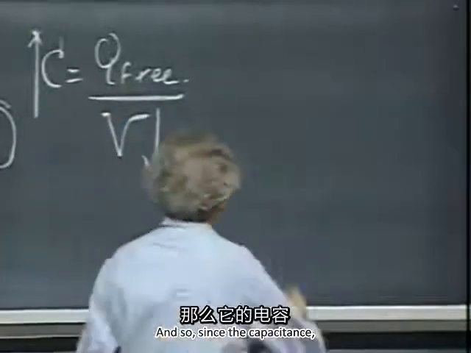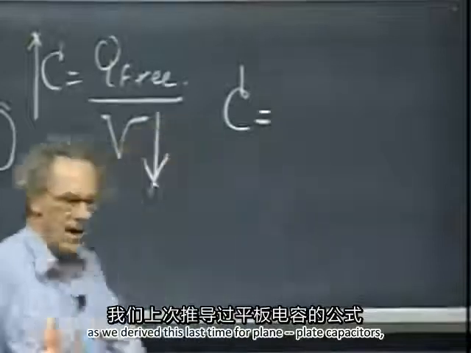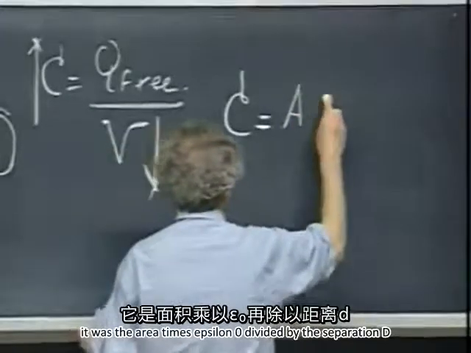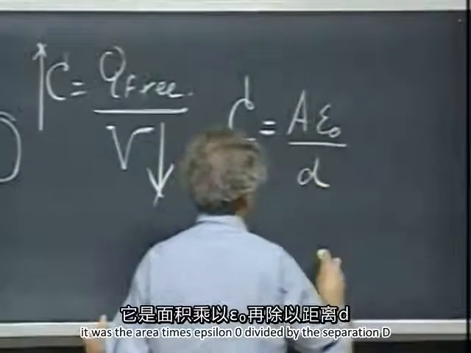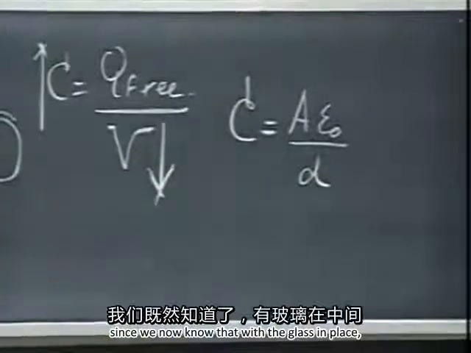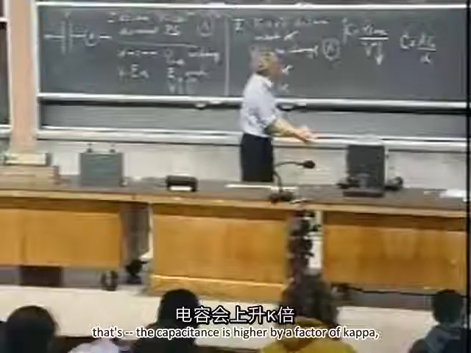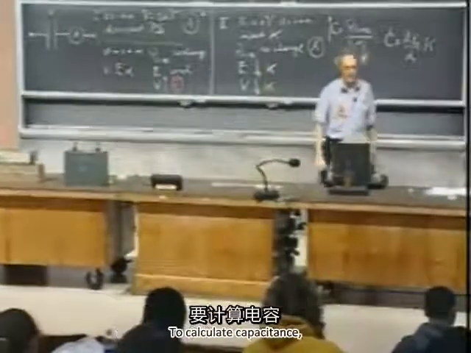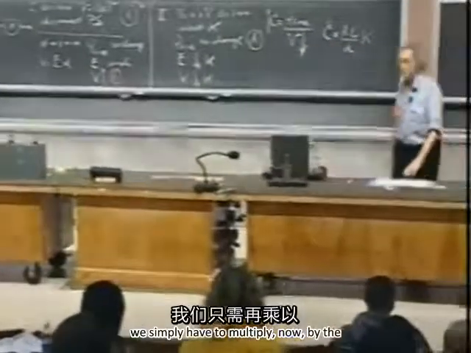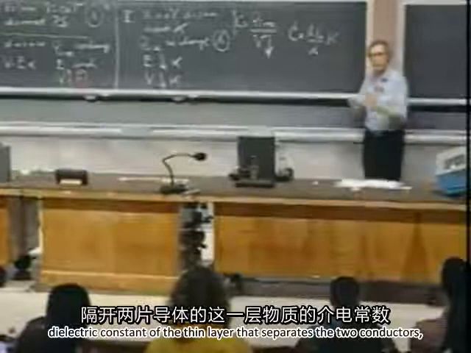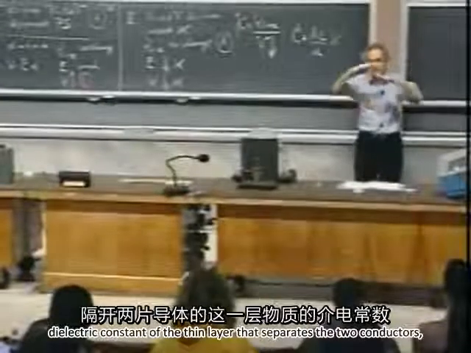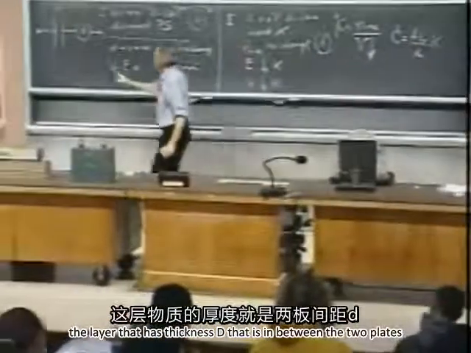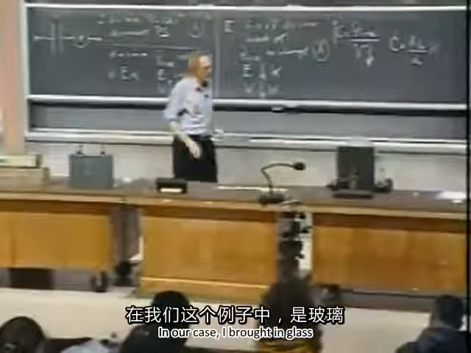And so, since the capacitance, as we derived this last time for plane plate capacitors, I still remember, was the area times epsilon 0 divided by the separation d, since we now know that with the glass in place the capacitance is higher by a factor of kappa, this is now the amendment we have to make to calculate capacitance. We simply have to multiply now by the dielectric constant of the thin layer that separates the two conductors. This is the layer that has thickness d that is in between the two plates. In our case, I brought in glass.